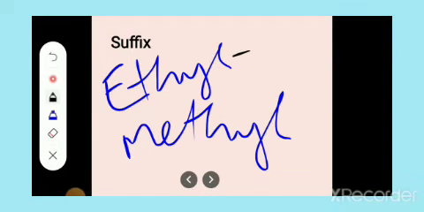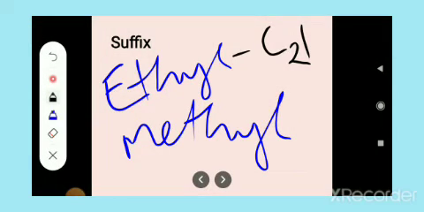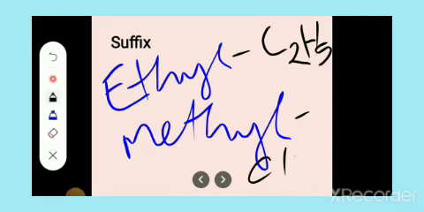Okay, ethyl means one hydrogen atom is taken out from the alkane, the ethane. So if one is taken out from the ethane, you will get C2H5 for ethyl. For methyl you get CH3. So these will be the suffixes. These are the two main suffixes.